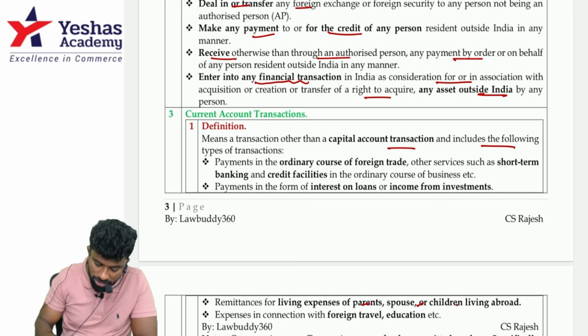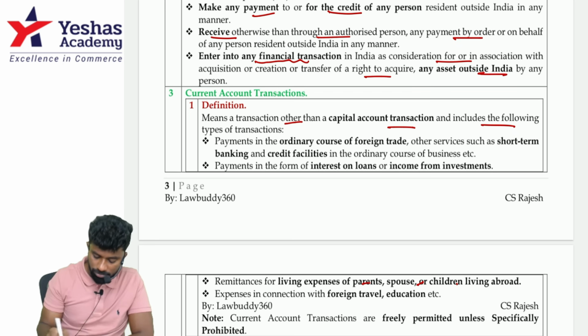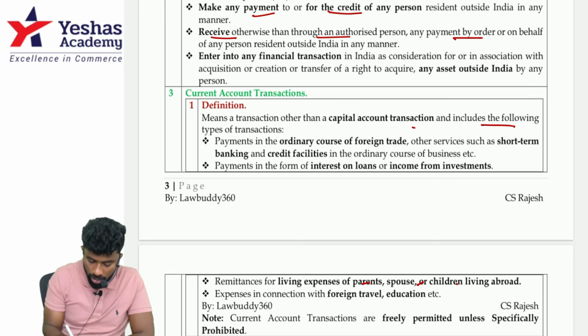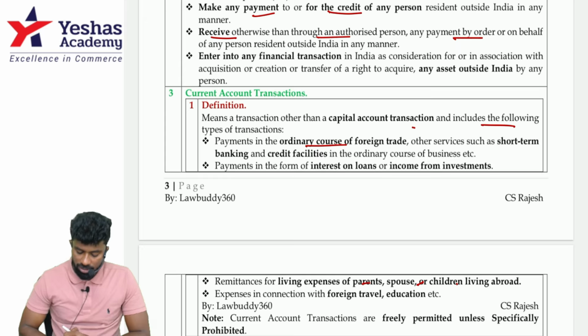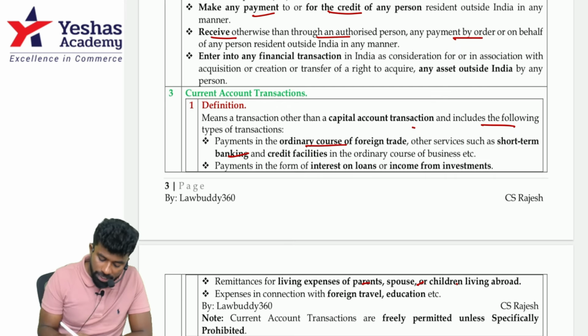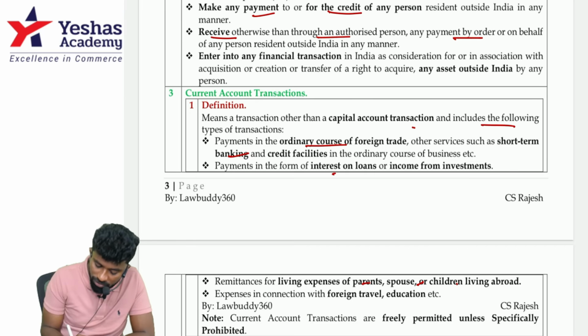So, what does current account transaction mean? Any transaction other than capital account, and it includes the following types of transactions. What is the first one? Payment in the course of trade, other services such as short-term bank credit. What credit? Short-term bank credit or credit facilities in the course of business. Payment in the form of interest on loan.